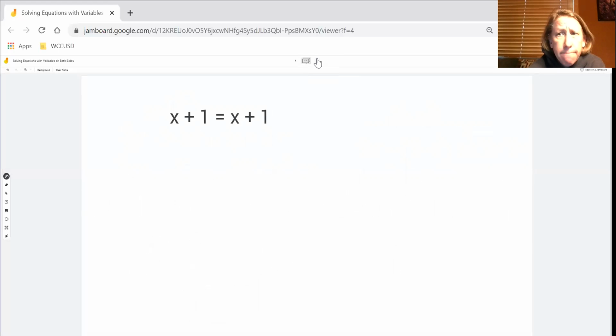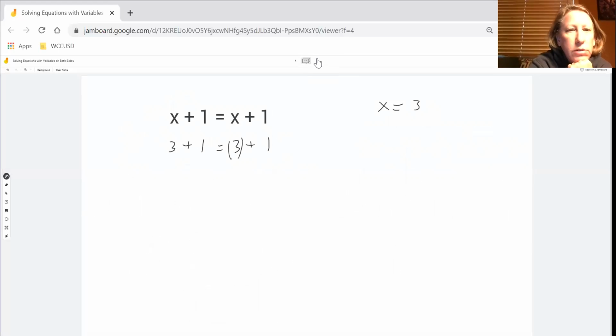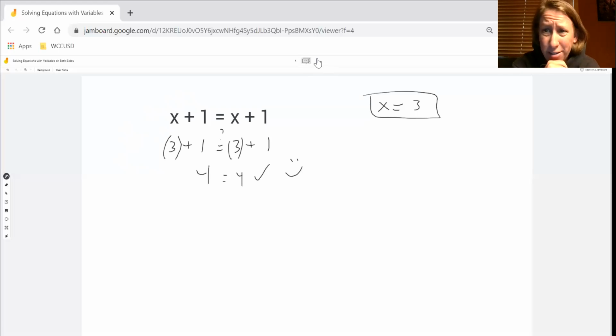What about this one? This is a special case. Can you think of a number that would make this true? What about x equals 3? Is 3 plus 1 the same as 3 plus 1? 4 equals 4. So x equals 3 is an answer to this question. Is this the only answer? Can you think of another number that I could put for x?